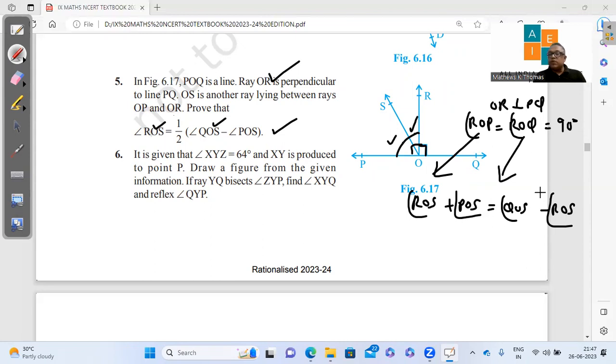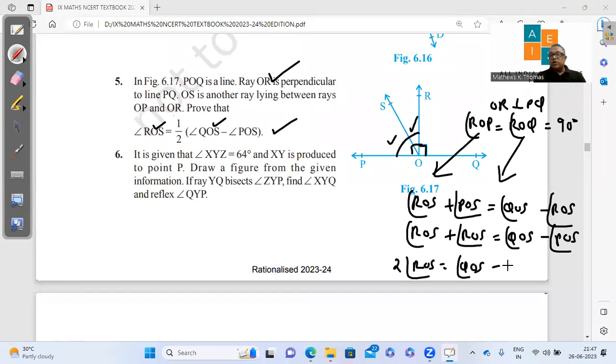Now all you have to do is bring ROS on one side. So we get ROS, this is minus ROS, we shift it to the left side. So we get twice ROS equal to QOS minus POS. When I shift sides, remember to change the sign. So ROS I have brought here, so that has become positive. This POS I have shifted to the right, that's why this has become minus.